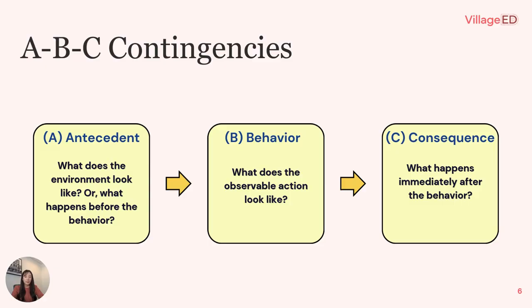B, behavior, refers to literally the behavior itself. So what does the observable action look like? And C, consequence, refers to what happens immediately after the behavior. And keyword here is immediately. So what happens after the behavior?